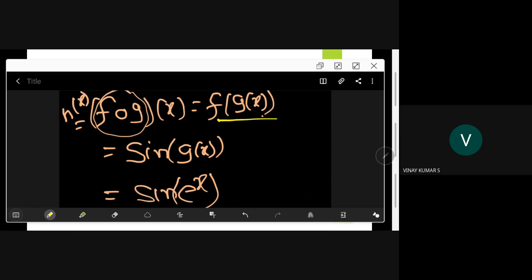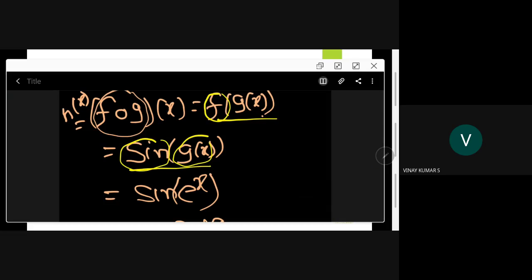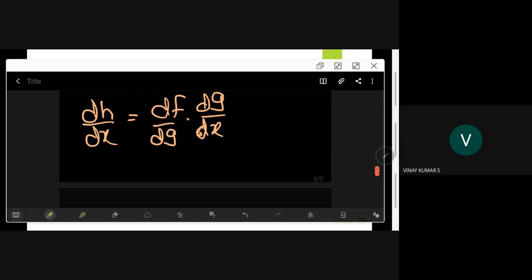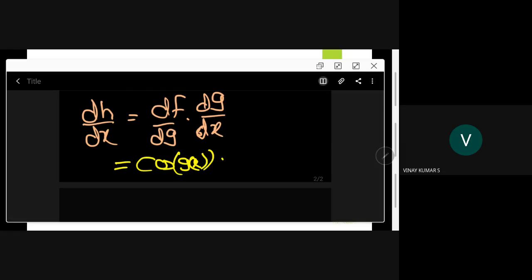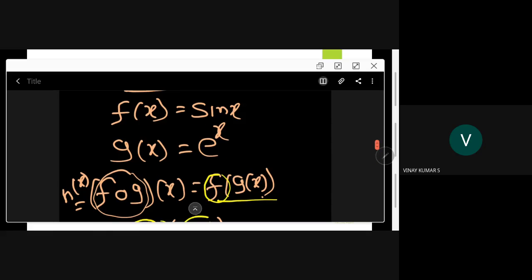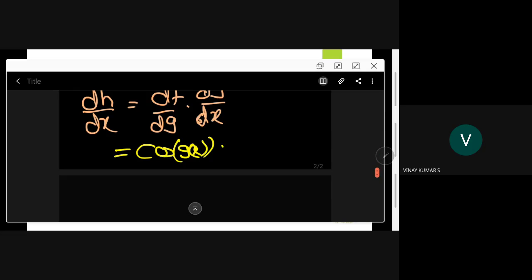So f of g(x), so sin g(x). This f is sin here. So df by dz now, we will get a cos g(x) here, that is cos g(x) into dz by dx. If we take our z(x) as e power x, so you are getting e power x.